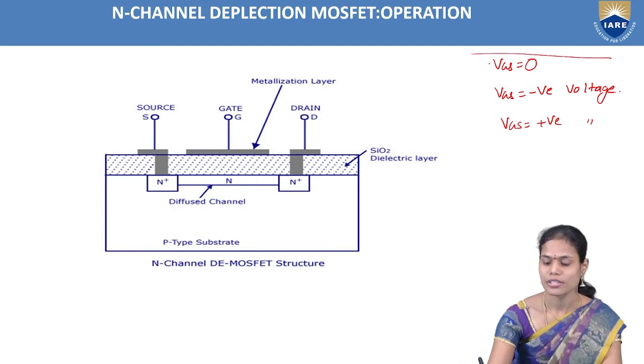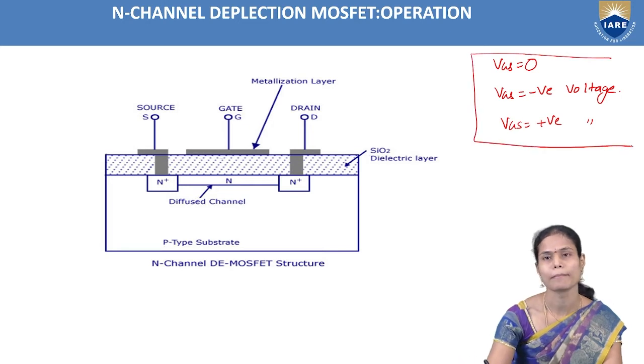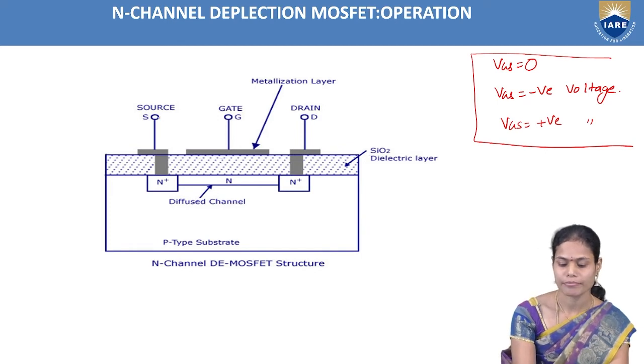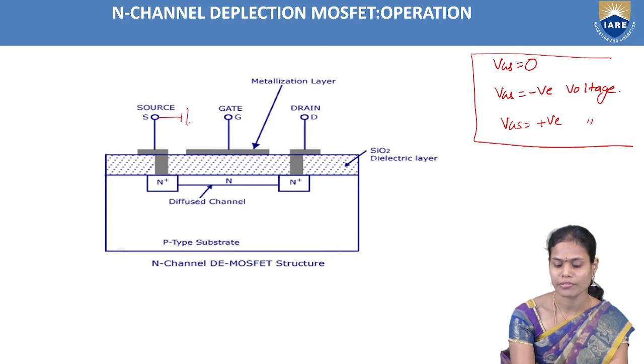So these are the three cases of operation of the MOSFET. In order to see the effect of these voltages, I am considering the N-channel depletion MOSFET, the one we designed in the previous slide. In this case, I'm not providing any voltage between the gate and source, that is VGS equal to 0.